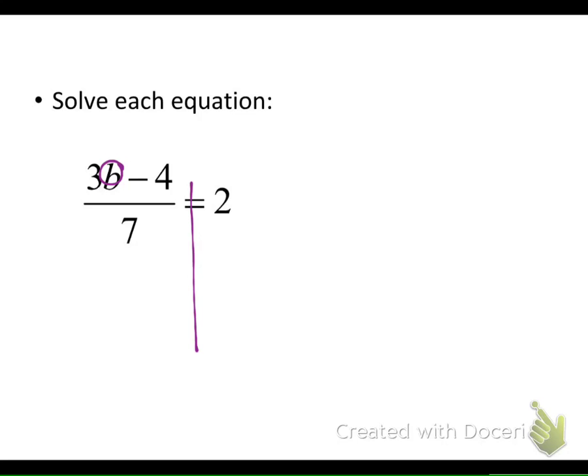So we're going to follow the same rules by using SADMAP to determine what to get rid of first. If you guys remember all the way back to last week, when I have a number and a variable on the top part of my fraction or the top part of my division sign, what should I do to them?